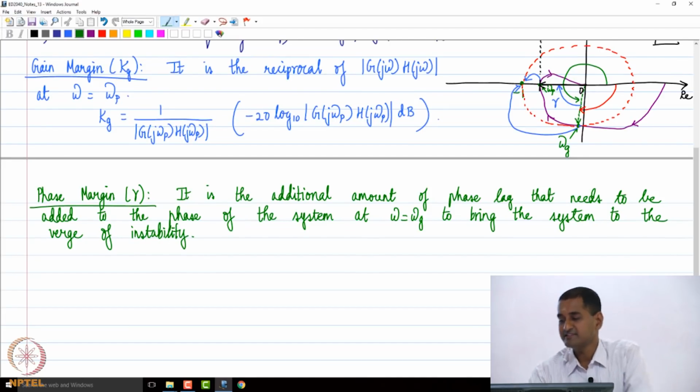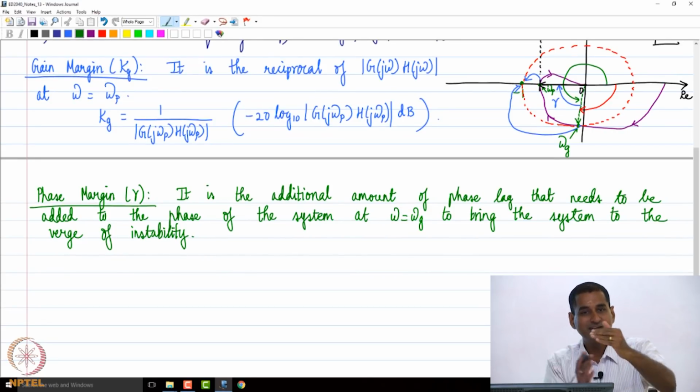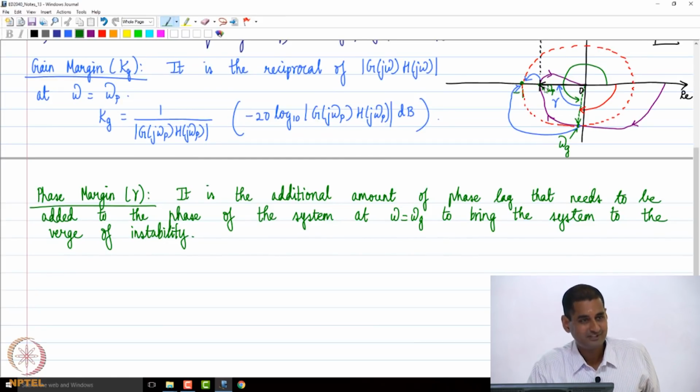So as we discussed, this is omega g. The magnitude of the open loop transfer function at omega g is 1. Suppose you rotate the entire Nyquist plot by this angle gamma. So then what is going to happen? This point is going to come to the minus 1 point. So once again the system is pushed to the verge of instability. So that is the phase margin.